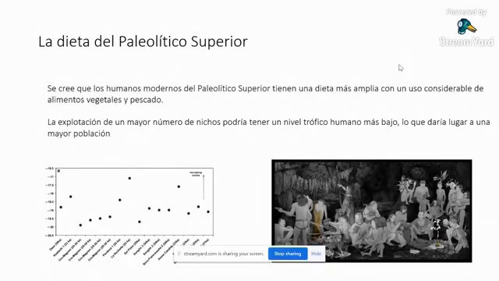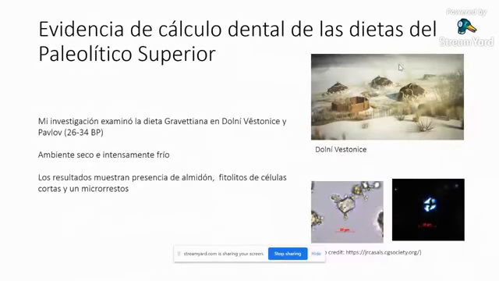In some cases, we have evidence that they're using a lot of fish-based foods from freshwater and sea environments, but generally they seem to be quite terrestrial. So my own work has looked at Upper Paleolithic diets too, using calculus to get a perspective, or, I guess, a comparison point.